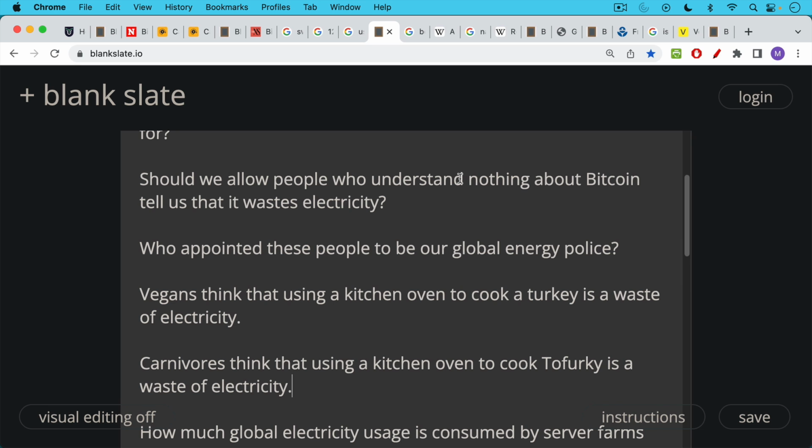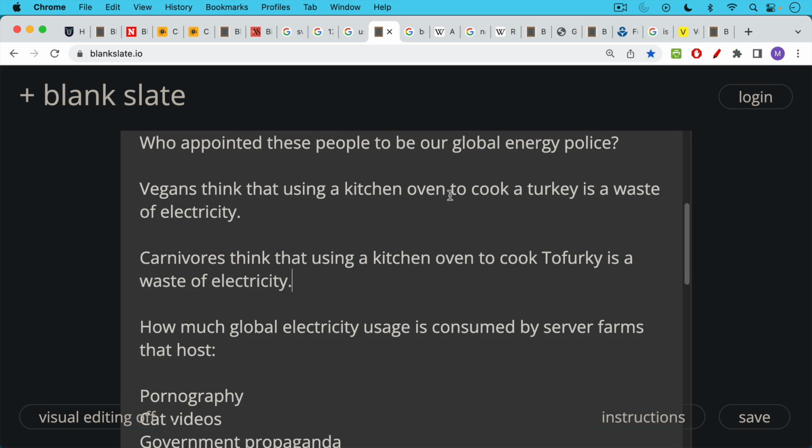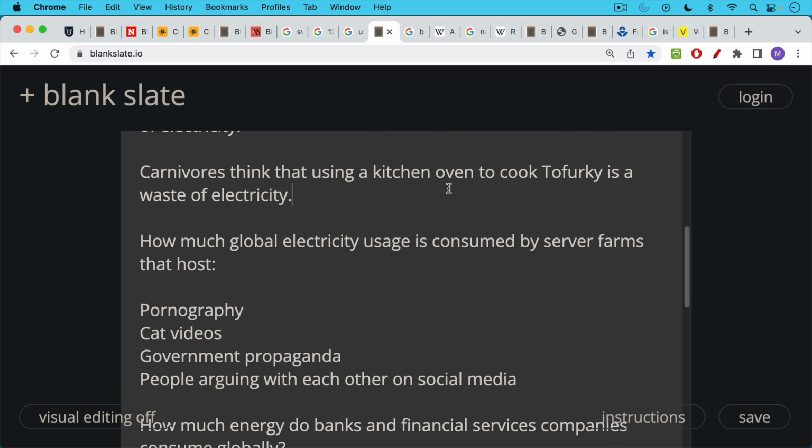Vegans think that using a kitchen oven to cook a turkey is a waste of electricity. Carnivores think that using a kitchen oven to cook a tofurkey, or fake turkey roast, is a waste of electricity. I think you should be able to use your kitchen oven to cook whatever food you like to eat. We've already talked about clothes dryer usage, but these are some other questions we might ask.